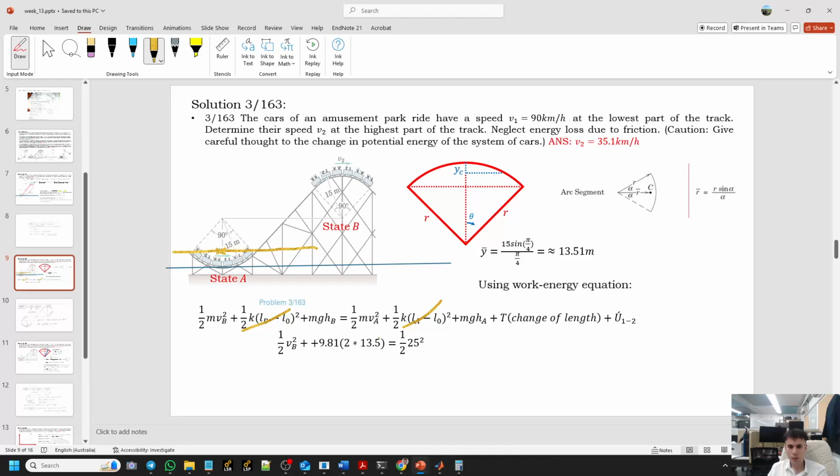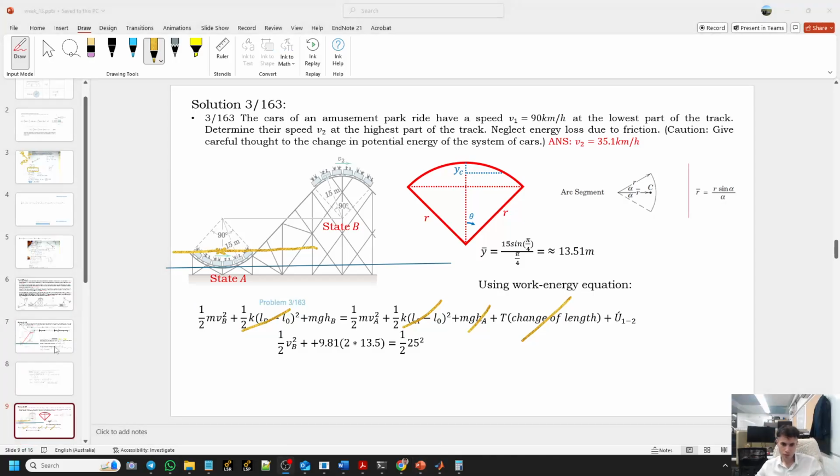Okay. Therefore, mgh_A will be 0. And we don't have any tension, as it goes through 2 pulleys, so this will be 0. And we just have here velocity at point B and velocity at point A. As I said, y bar will be equal to 13.51. The good thing is we can just get rid of the m, because we have m here, here, and here. M is the last thing that you need to write down here.